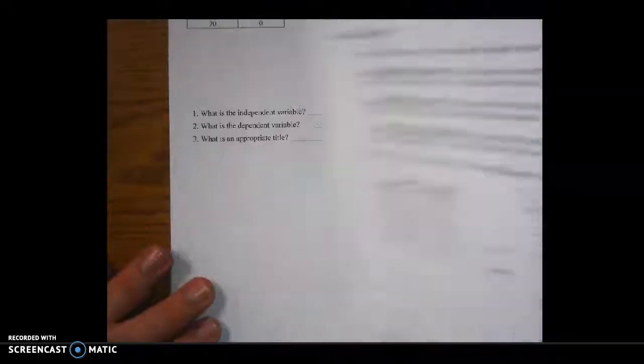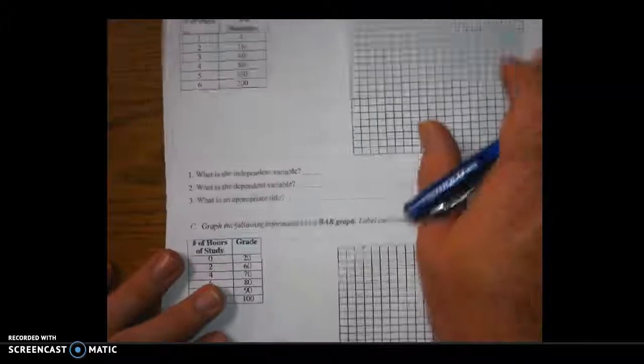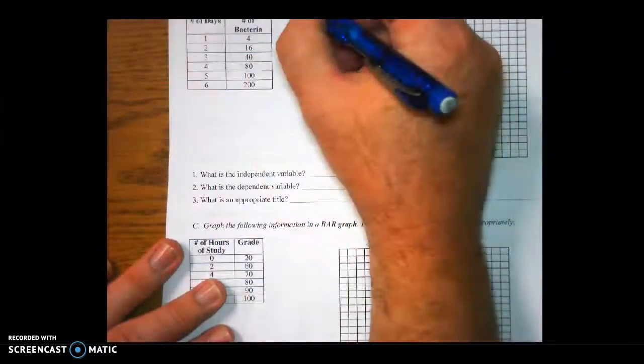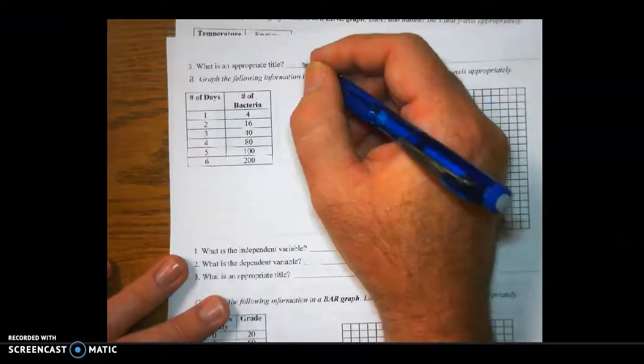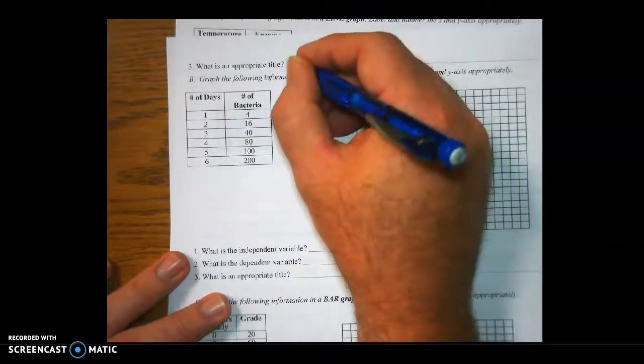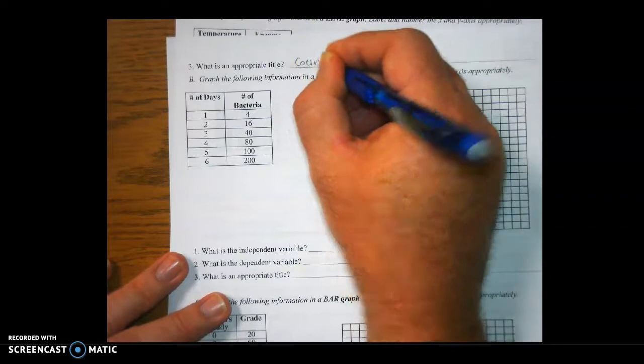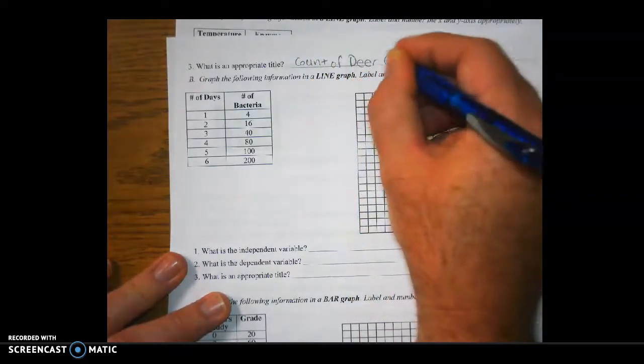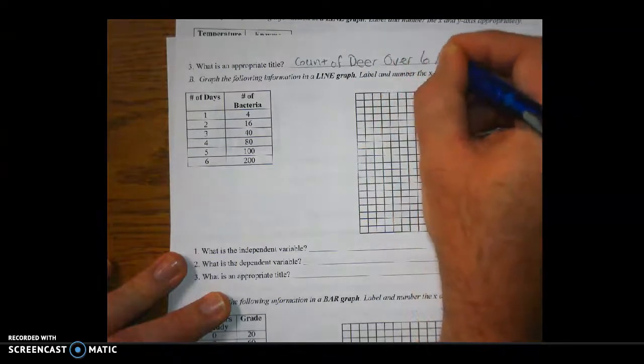So now we're going to move on to the back here, and there's also a place for you to enter your title to respond to the question. So we're going to go ahead and do that. Count of deer over 6 months.